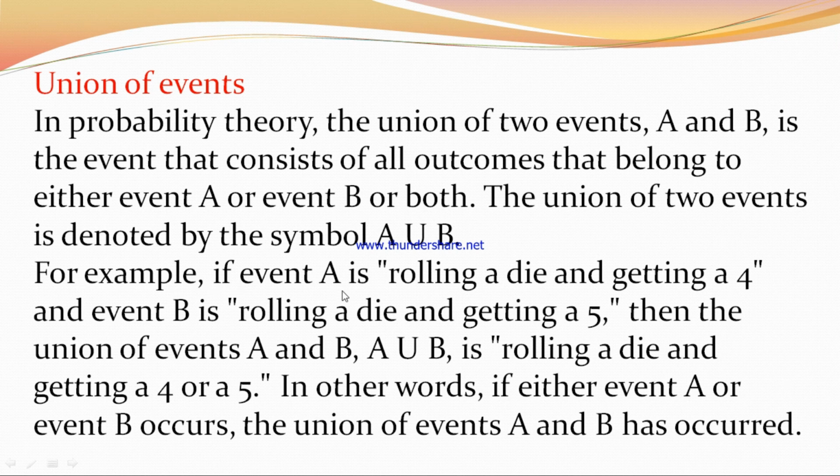For example, if event A is rolling a die and getting a 4 and event B is rolling a die and getting a 5, then the union of events A and B is A union B. This is the symbol of union. Rolling a die and getting a 4 or a 5. In other words, if either event A or event B occurs, the union of events A and B has occurred.